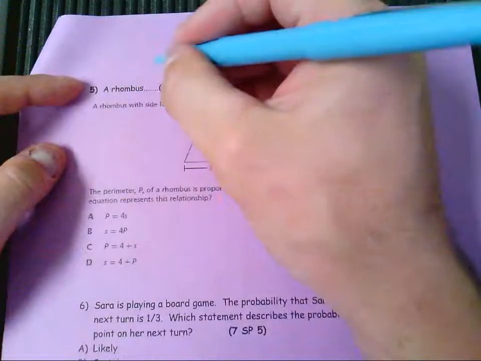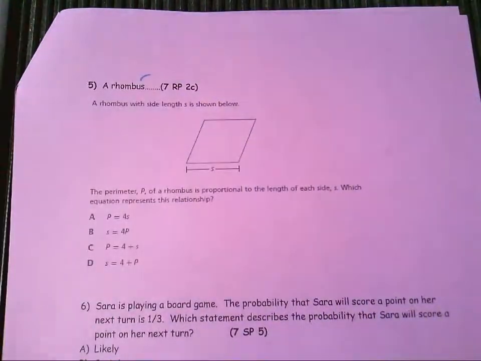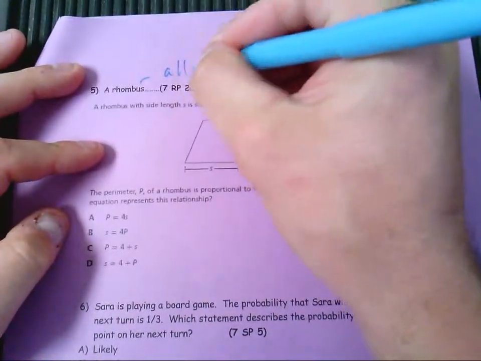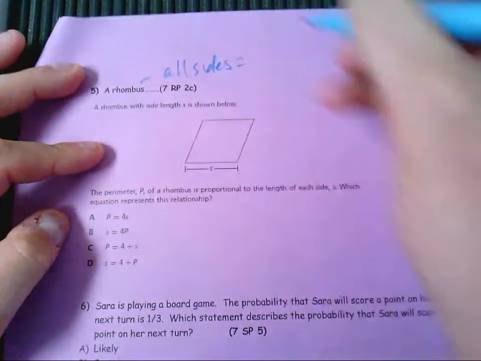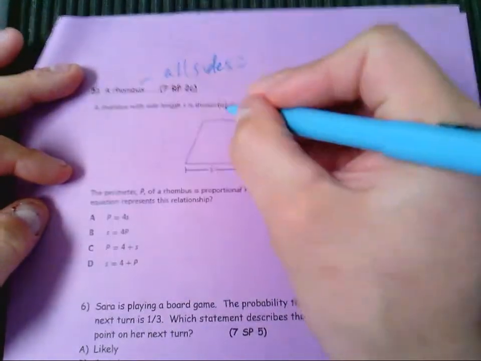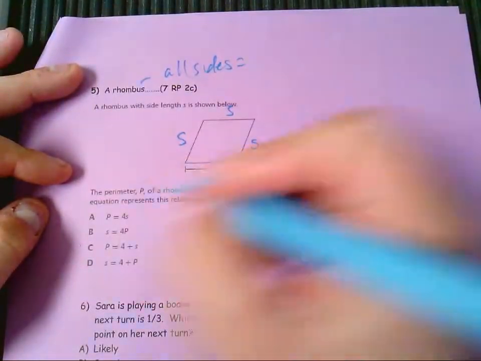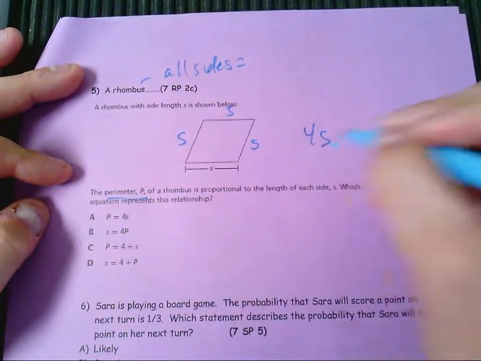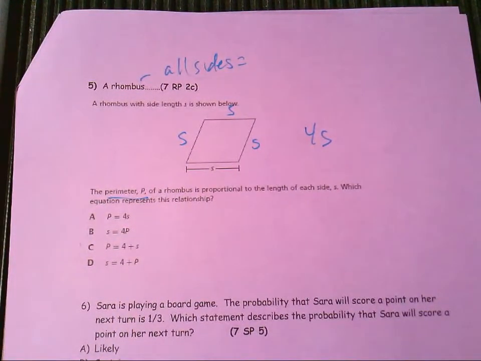All right, one thing we know about a rhombus, or one thing you may have forgotten about a rhombus, is that all sides are equal. So if this is S, this is S, this is S, this is S. And if we want to find the perimeter, that's 4 S's. All right. And then you start looking at your choices. A is the only one that really makes sense.